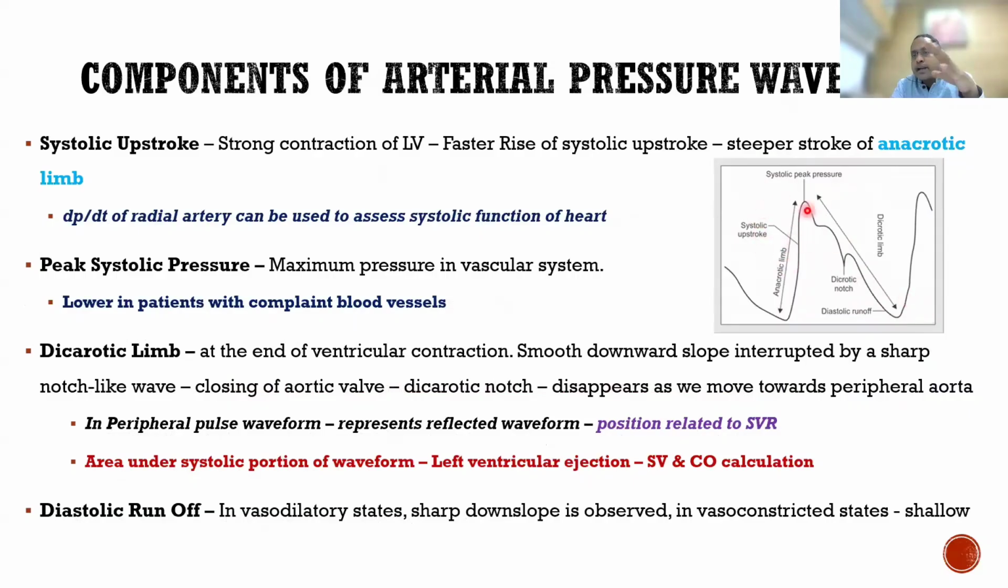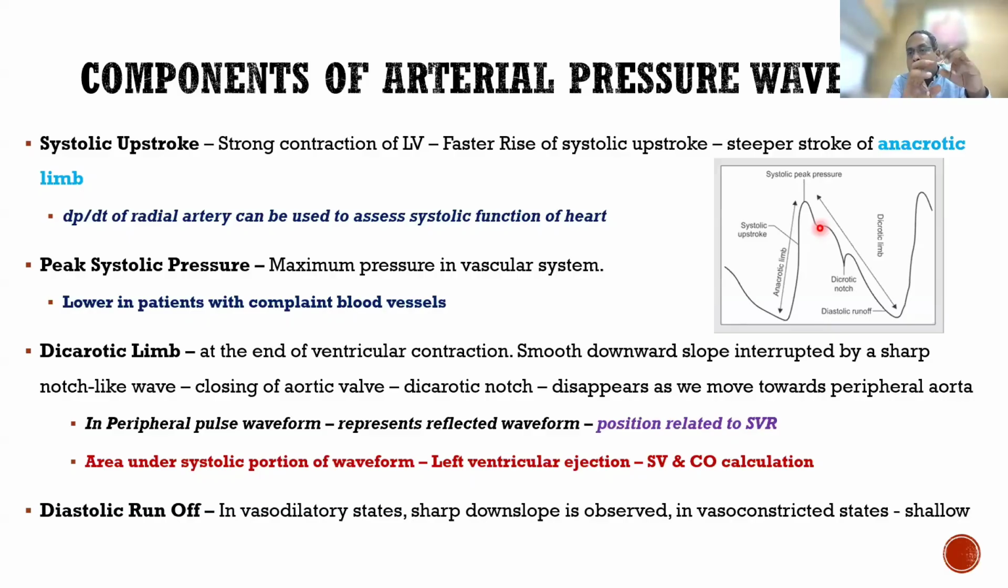So this is simple. Besides giving us a systolic pressure, the mean pressure, and the diastolic pressure, this waveform also gives us a lot of other information if you look at it in detail, especially if the waveform is appropriate and there is no overdamping or underdamping in the system. We will discuss what overdamping and underdamping are. So the anacrotic limb actually is the systolic upstroke.